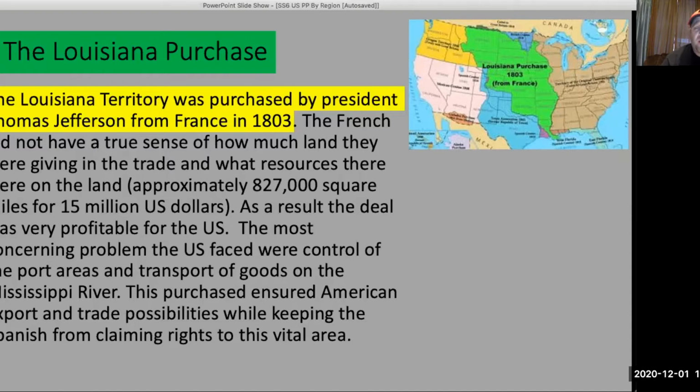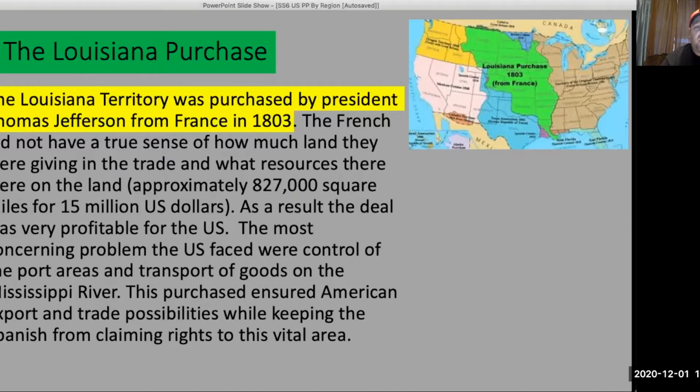It was approximately 827,000 square miles, and they bought it for 15 million US dollars. Okay, as a result of the deal, it was very profitable for the US. The most concerning problem the US faced was control of the port areas and transport of goods on the Mississippi River. Okay, as I stated before, a lot of the things that we made, grew, transported. A lot of people in the South used the Mississippi to transport goods from the Gulf of Mexico back to Europe.